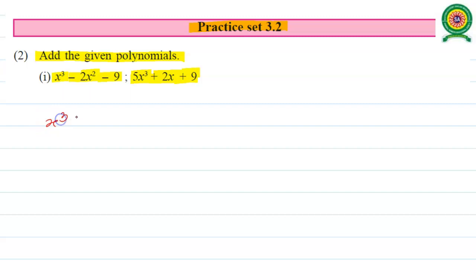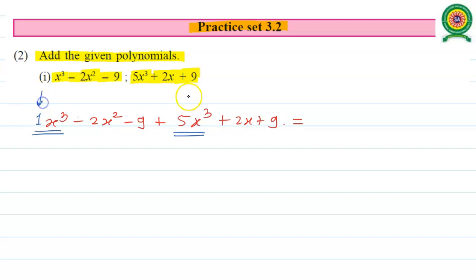So now I am writing x cube minus 2x square minus 9, and we have to add another polynomial, 5x cube plus 2x plus 9. What will happen over here? Find out the like terms first. Which are the like terms over here? x cube and 5 times x cube. Like terms are easily added or subtracted. The coefficient of x cube is not given, which means it is 1. Now 1 plus 5 becomes 6x cube.